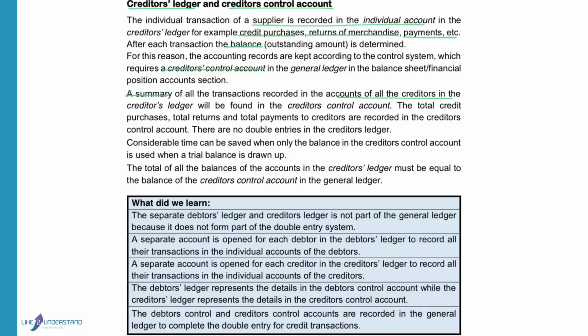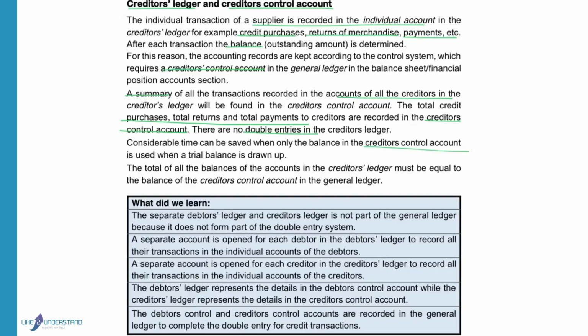The total of the credit purchases, total returns and payments to the creditors are recorded in this creditors control account, while the individual entries are recorded in the individual account of the creditor, and in the creditors ledger we don't have any double entries. We can save a lot of time when we record the creditors control balance in the trial balance instead of having a balance for every creditor that we owe money to.